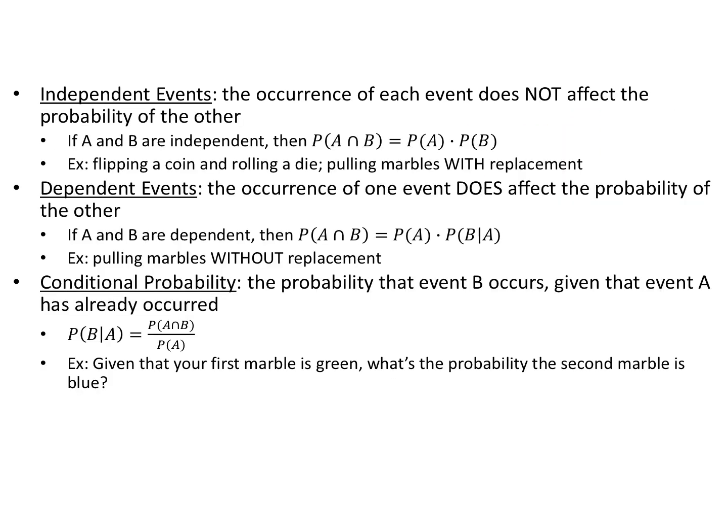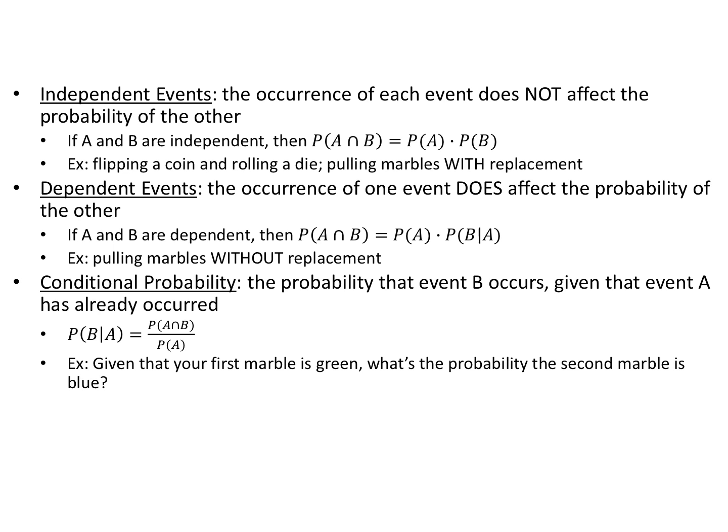Independent events are events in which the occurrence of each event does not affect the probability of another event happening. The way that we can calculate the probability of both events happening at the same time, if they are independent, is we can just multiply each of their probabilities by each other independently. So independent events would be like flipping a coin and rolling a die. The flip does not affect the roll. Pulling marbles out of a bag, if you replace the marbles after each pull, would also be examples.